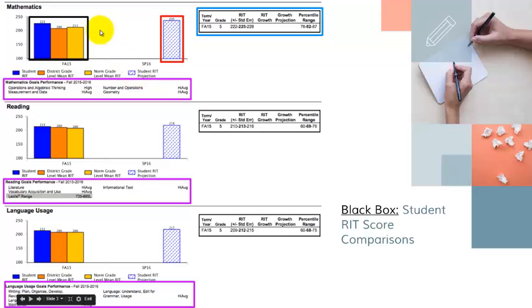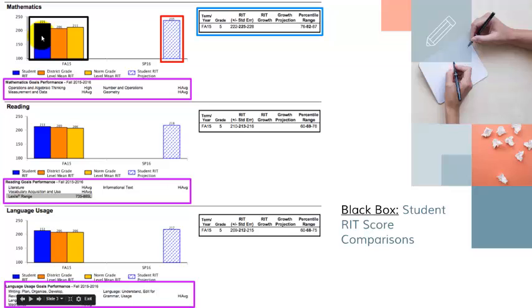I've outlined one of those comparisons for you in this black box. A student RIT score comparison is simply a series of bars that tell you different data points. For example, the blue bar is the student RIT score. That is the actual score the student received on that particular MAP test. So for example, this student scored a 225 on the mathematics test. Now, how do you know if that is good or bad?